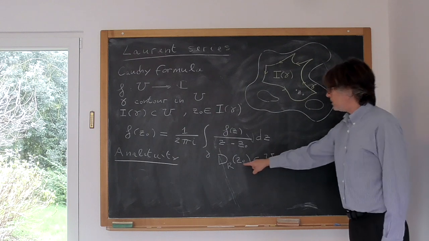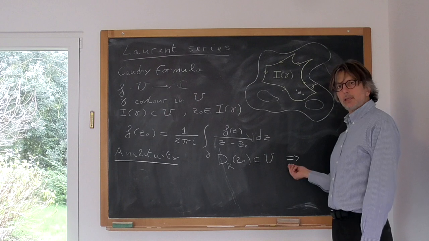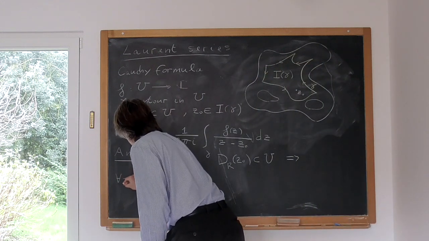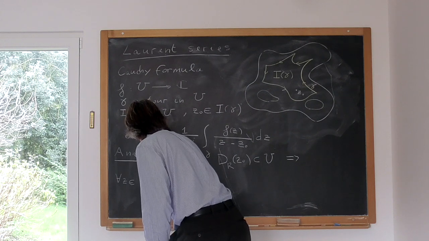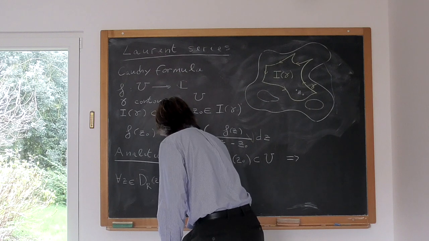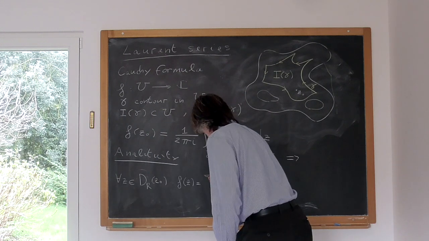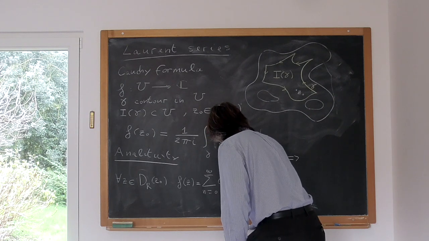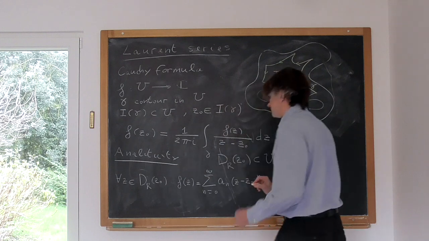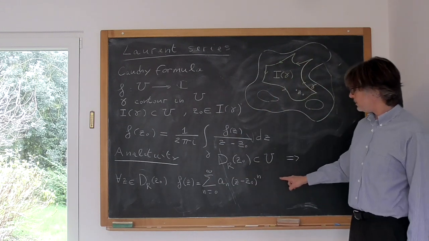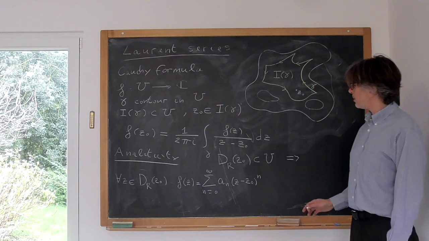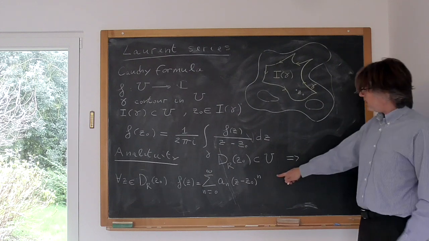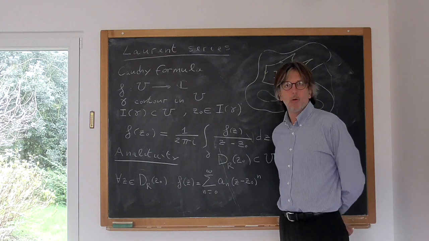In this case, inside this disk we can express the function f as the sum of a power series centered at z0. For every z in this disk, f(z) is the sum for n going from 0 to infinity of coefficients a_n times (z minus z0) to the power n. This power series has radius of convergence at least R, and its sum is exactly our function.